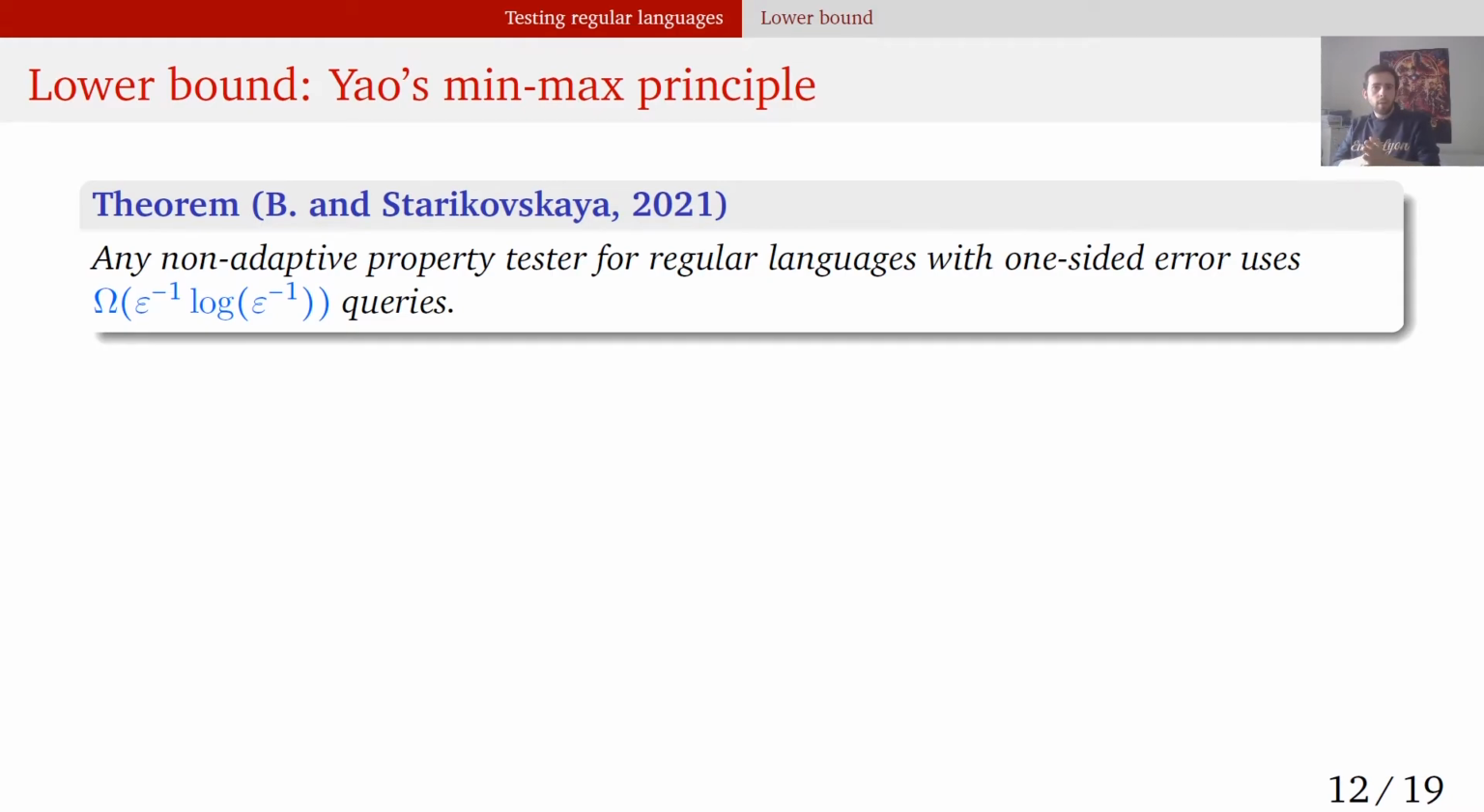Right, so now I'm going to give you details about the proof of our lower bound, which is the following. Any non-adaptive property tester for regular languages with one-sided error uses at least 1 over epsilon times log of 1 over epsilon queries. Here, non-adaptive means the position of a query cannot depend on the results of previous queries. So basically, you send all of the queries, then you get all of the results, then you decide.